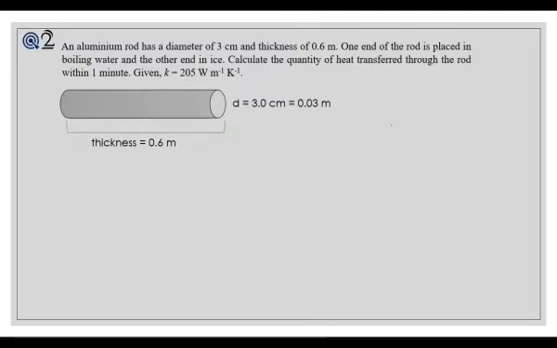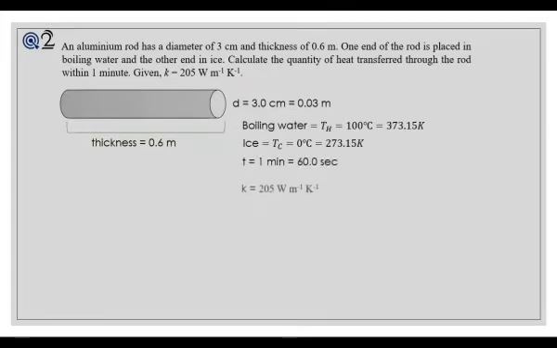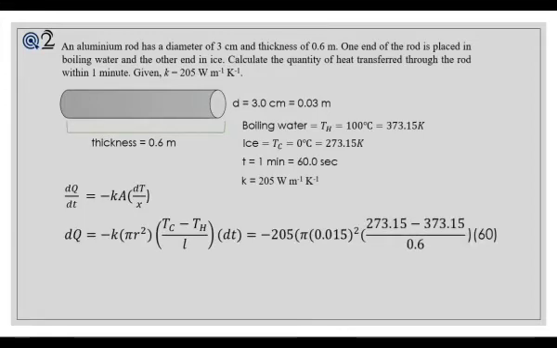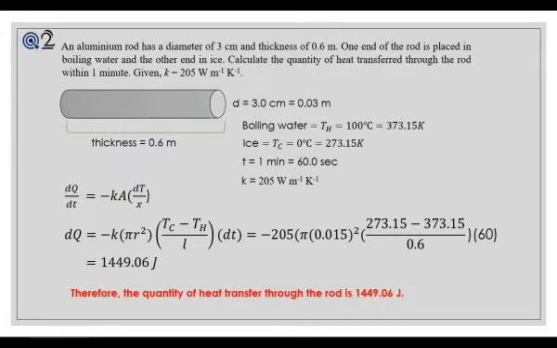So now we have a metal with one end in the boiling water at 100 degrees Celsius and the other end in ice at 0 degrees Celsius. It's okay for us to change the unit of degrees Celsius into Kelvin since delta T, or dT, here is just the temperature difference. But for the unit of time, the unit must be in seconds. Applying the rate of heat transfer equation, where the cross-sectional area of a cylinder is a circle, which is pi r squared, and substituting the other values, the quantity of heat transferred through the rod is 1449.06 joule.